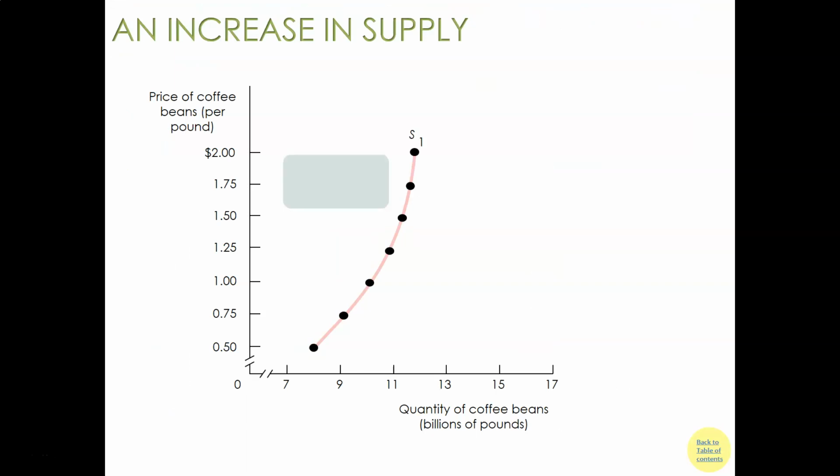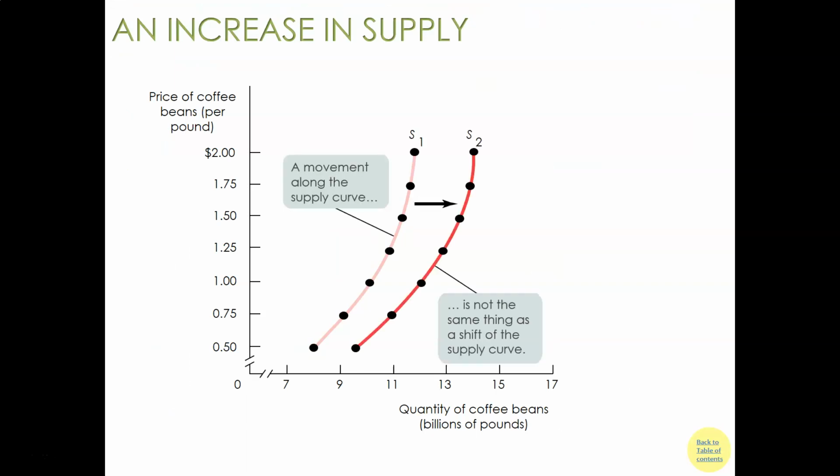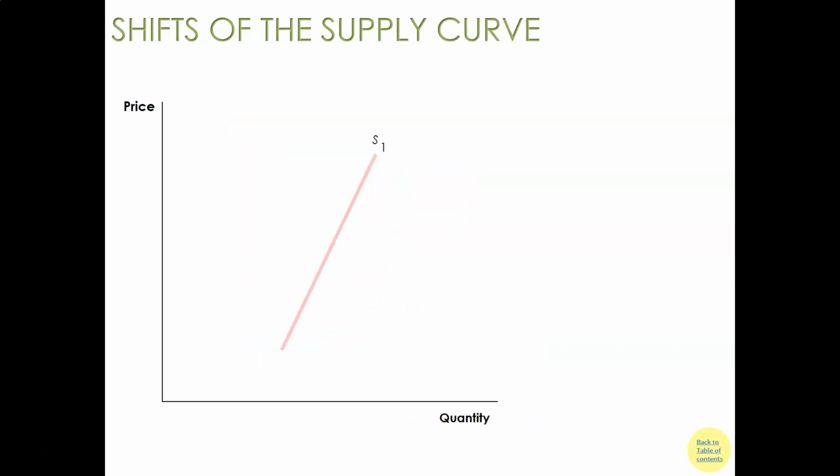So what about an increase in supply? An increase in supply involves a rightward shift. A movement along the supply curve would not be the same thing as an increase or shift in the supply curve. And so this rightward shift in the supply curve is not the same thing as a movement along the supply curve. The only thing that causes a movement along either the supply or demand curve is the price itself, the price that's featured on the vertical axis there. Everything else, every other variable, is going to cause the supply curve to shift or the demand curve to shift.